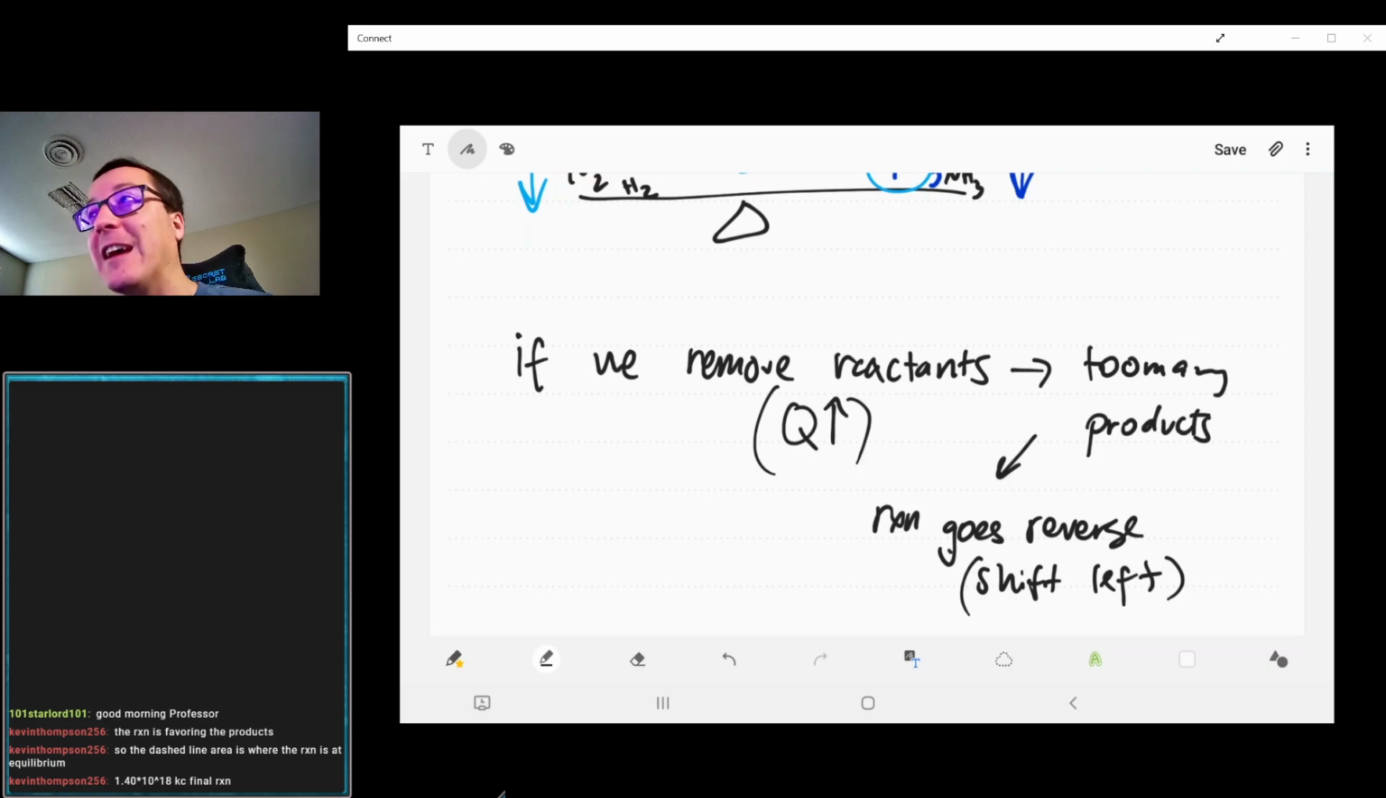You're going to make an excess of products. Excess of products means you're going to have to shift your reaction to make more reactants. And guess what? If you remove products, it's the same thing as adding more reactants, so you're going to end up shifting to the right.